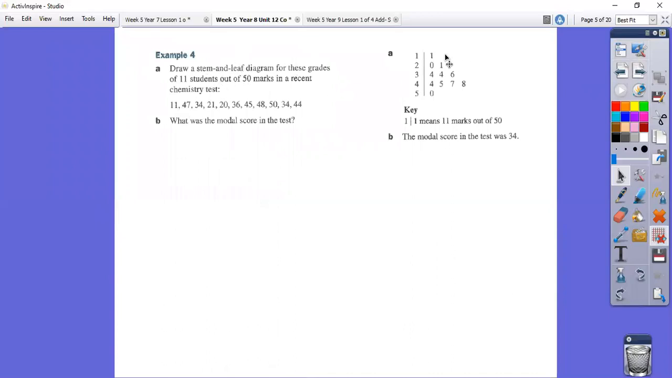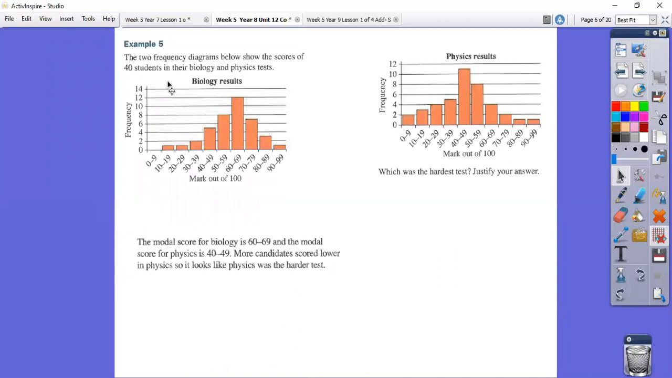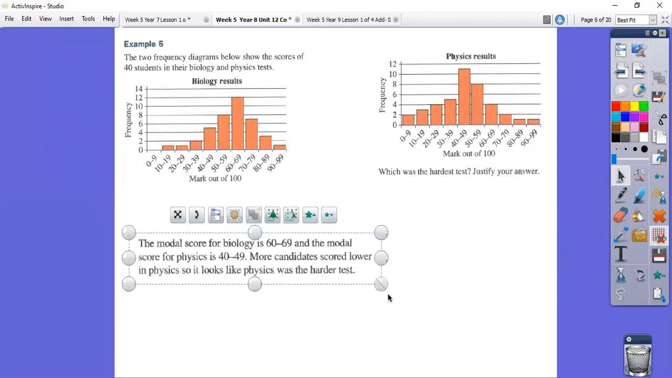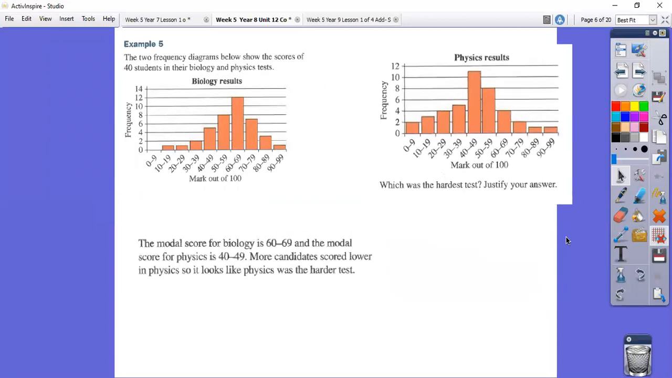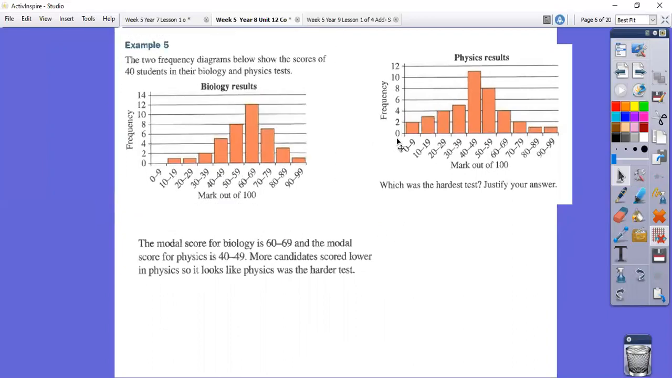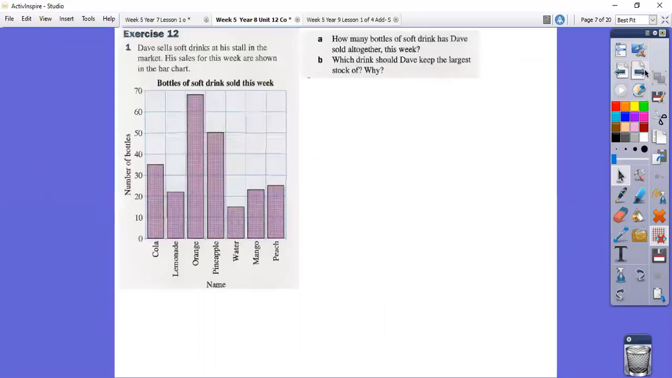You have example 4 here, a stem and leaf diagram style question. Example 5 is again comparing distributions of data. So you have the biology results and physics results, and you can do your comparison analysis of the data. Again, all the examples are from the book, so you can read them from there or read them from the screen.